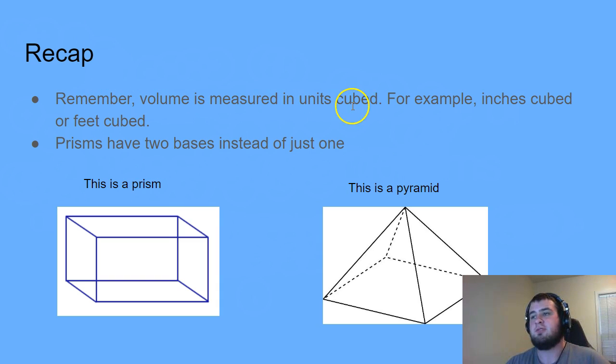First, remember that volume is measured in units cubed. We discussed this in class earlier today, but it's good to have a reminder. So for example, you could have inches cubed or feet cubed or any unit cubed, whatever the unit is in the problem that you have.